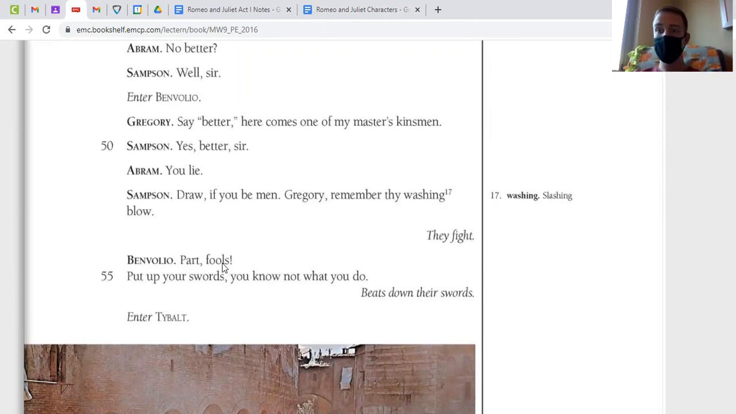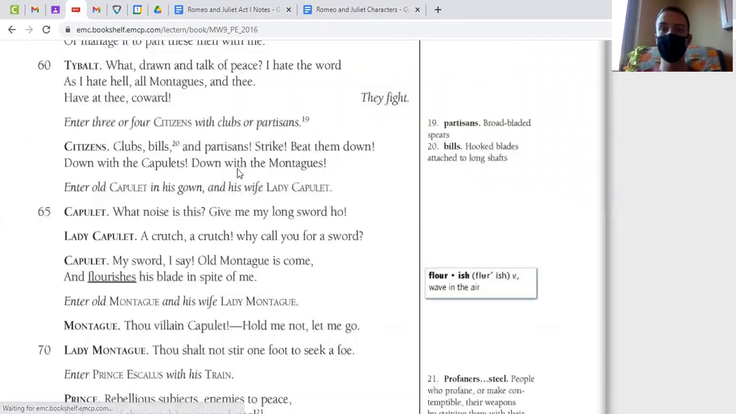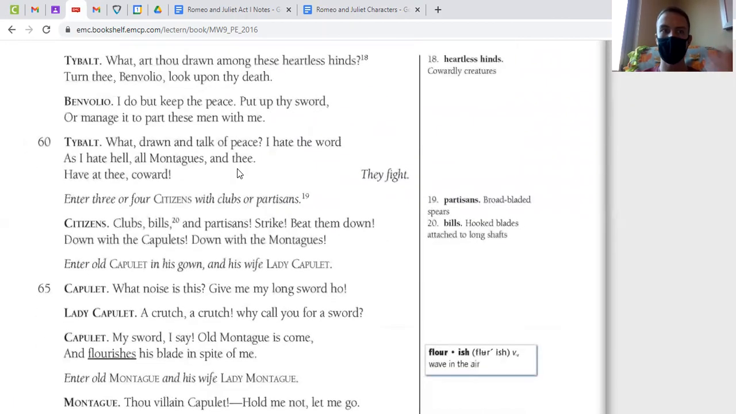Benvolio, instead of joining in, he says, part fools, he calls them idiots for fighting. Put up your swords, you know not what you do. So put away your swords. Benvolio pulls out his sword and he starts trying to smack down the swords of these other guys to stop them from fighting because he doesn't want this. So this tells you a bit about Benvolio right here. He doesn't want to fight. He wants people to be peaceful, at least most of the time.